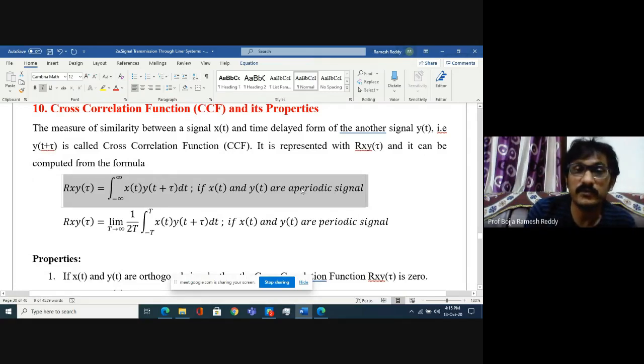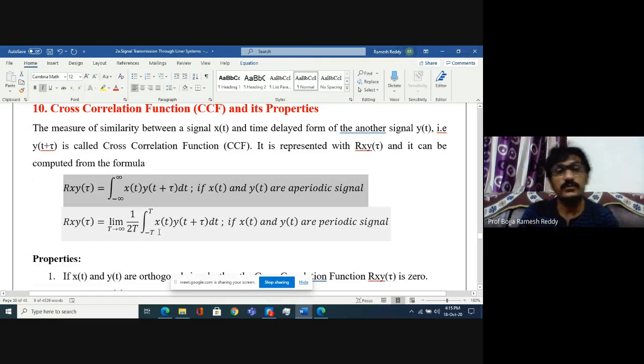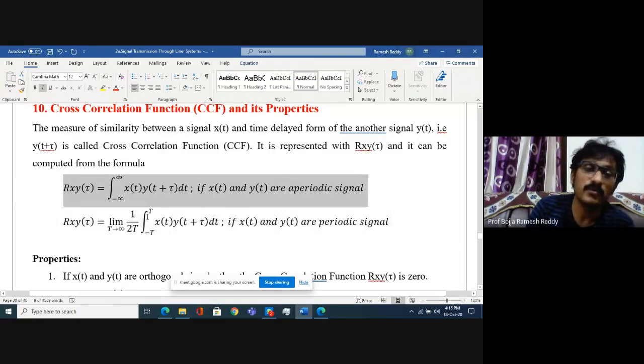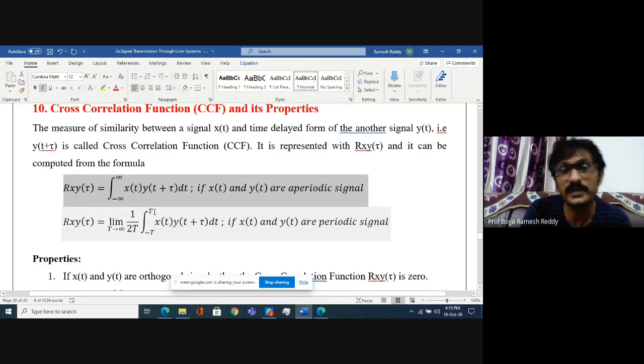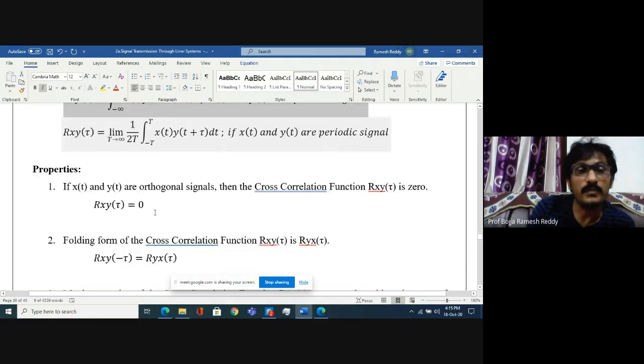If x of t and y of t are periodic signals, then we need to take the periodic extension, from minus T to plus T. Integrate between minus T and plus T, take 1 by 2T as the average, and apply the limit T tends to infinity to cover a wide range of time. Periodic signals extend from minus infinity to plus infinity with repetitions, and minus T to plus T is one cycle length. Then coming to properties.